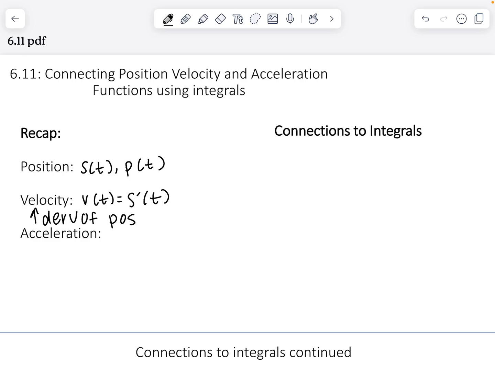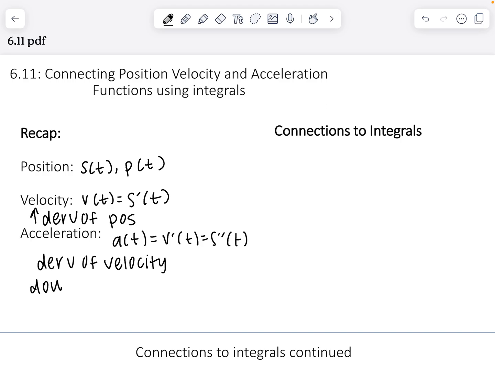And then acceleration is how quick the velocity is changing. Not necessarily always whether it's speeding up or slowing down, but how it's changing. And so we define that by a of t, and that is equivalent to the derivative of velocity and the double derivative of position. So that's just a recap of things we learned a couple months ago.